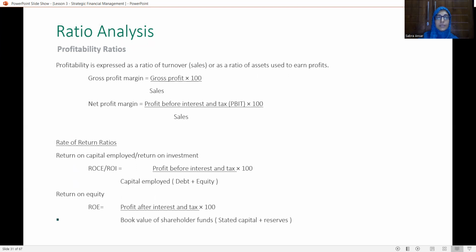Thereafter, we will be moving on to the first section, which is called the profitability ratio. And we will be trying to understand how it works. So, profitability ratio.